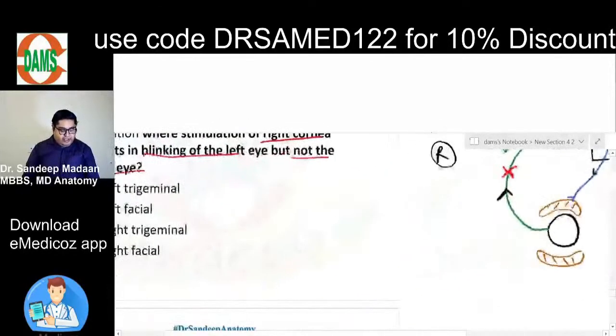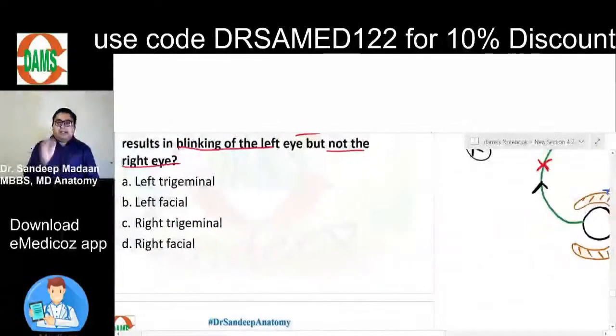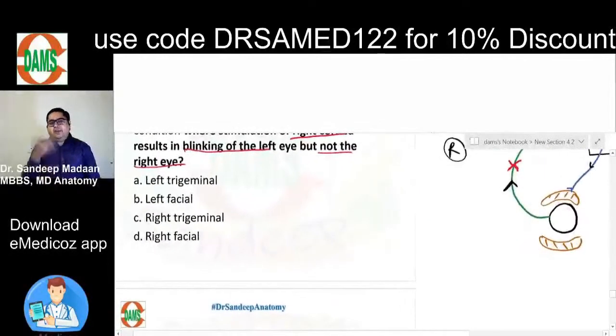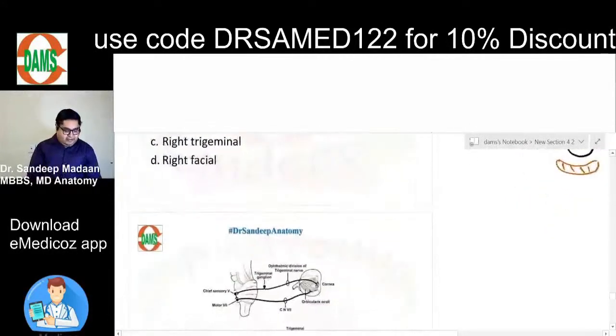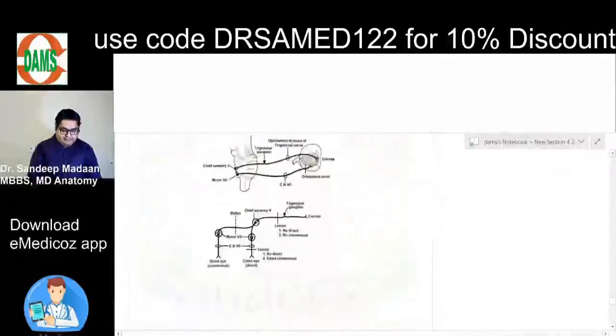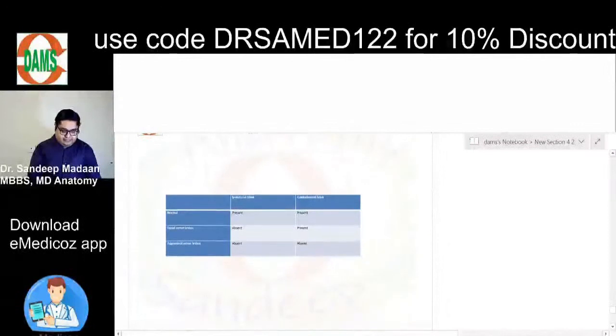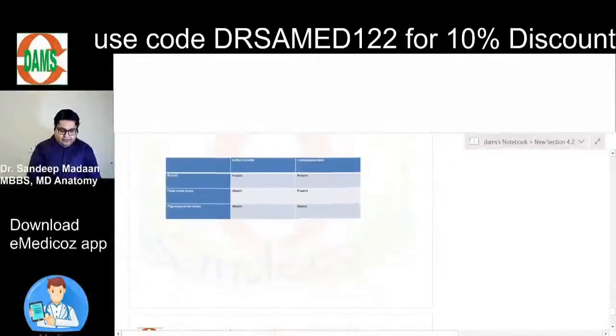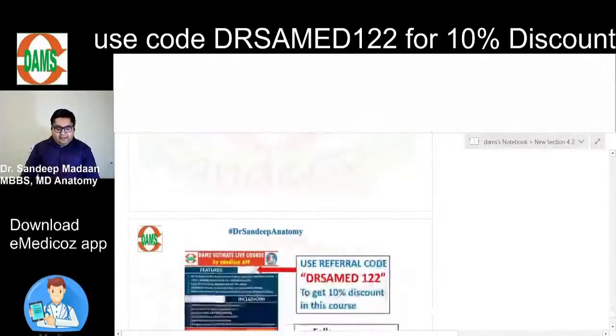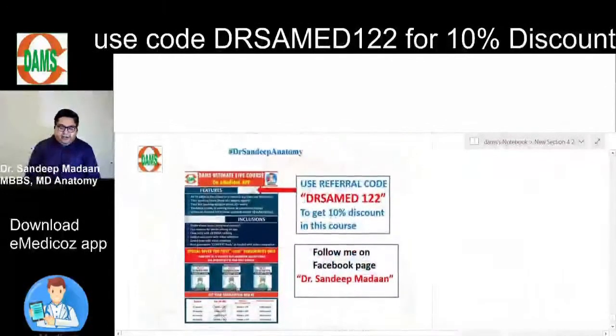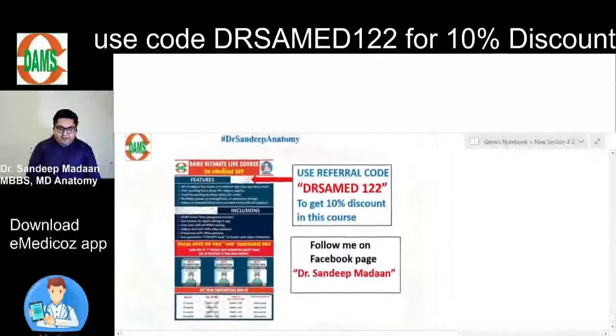Very good. It will be absent in both the sides because the afferent itself is gone. If there is no afferent, there will be no reflex at all, isn't it? Right? So answer to that question and the concept, I believe everything is clear to you, right? So this was today's demo regarding these two divisions of the trigeminal.